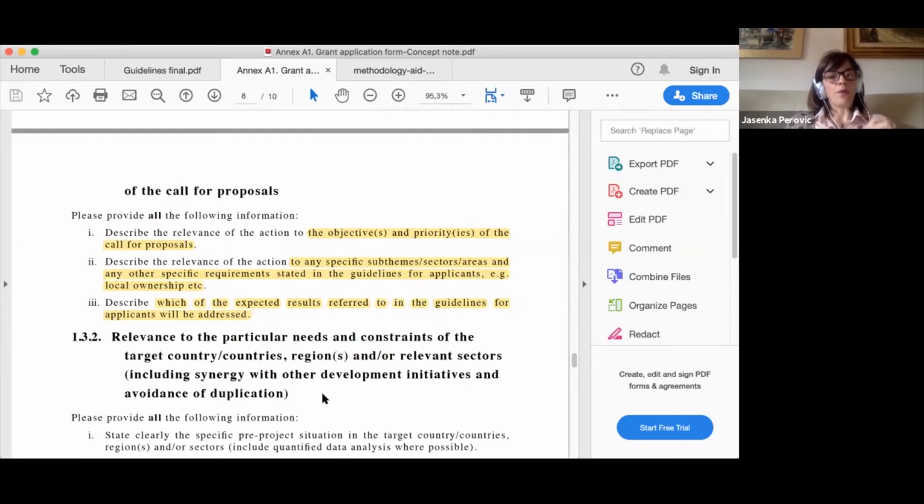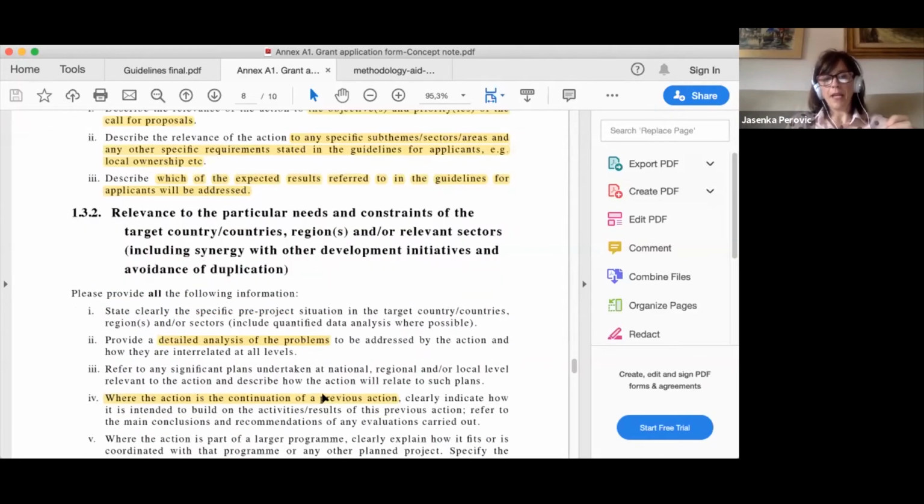Then 1.3.2, same, you have plenty of things, but one, for example, important for our discussion today, is that you have to provide a detailed analysis of the problem, and refer to any significant plans undertaken at national, regional level. So you have to link it with the sectoral strategic documents or aspirations in the country. And our colleagues from the delegation shared with you plenty of information for each particular sector. They gave you information on how it is related to certain strategies, policies, and so on.